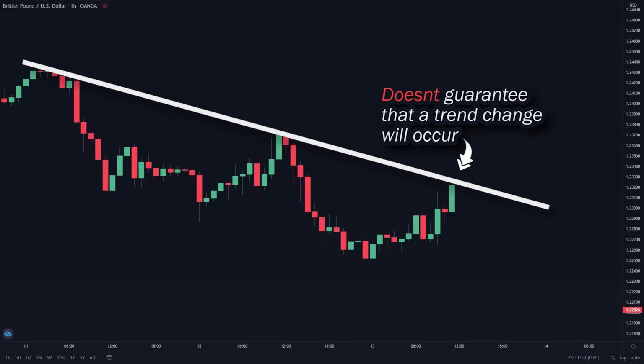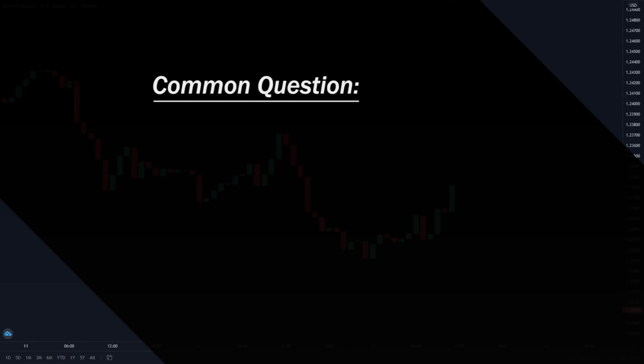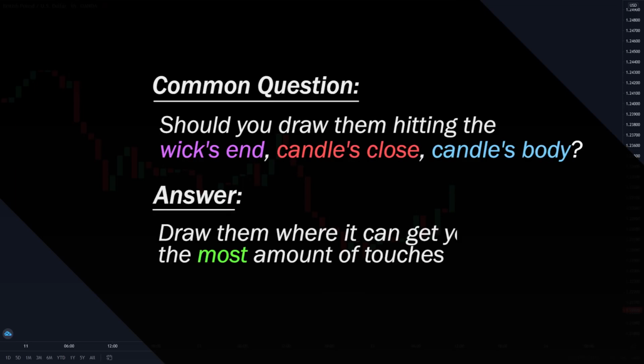So now I'm going to show you a simple way of drawing trend lines effectively. One of the most common questions that beginners ask when drawing trend lines is, should you draw them hitting the wicks and the candle's close or the candle's body? Well, the answer is you want to draw them where it can get you the most amount of touches as possible. Let me give you an example.